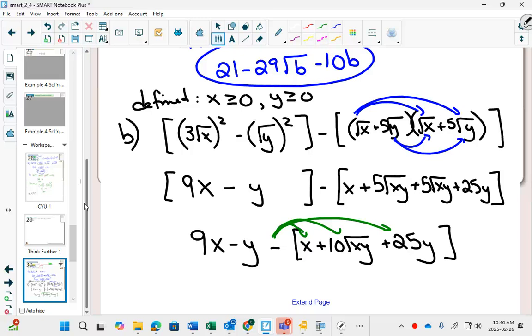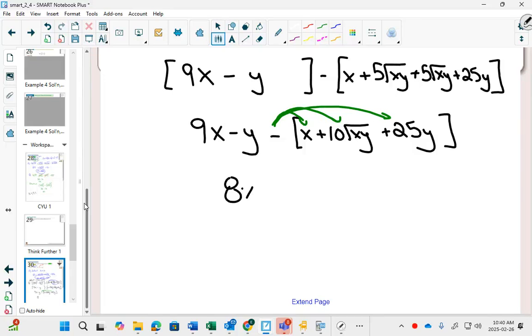So I'm going to get a 9x subtract 1x. If I combine those like terms, can you see that it will give you an 8x? You will have a minus y minus another 25y. That'll give me minus 26y. And this negative gets distributed to this as well.